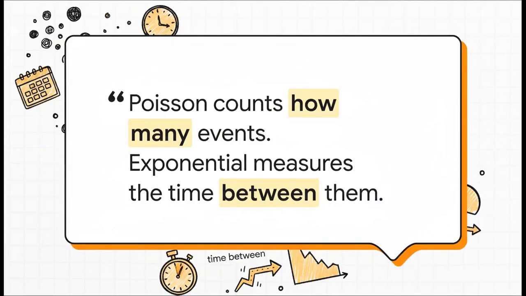Now, here's a really cool moment where two of our paths actually connect. Remember the Poisson distribution, the one that counts how many events happen in an hour? Well, the exponential distribution is its cousin. It measures the waiting time between those very same events. They're like two sides of the same coin.